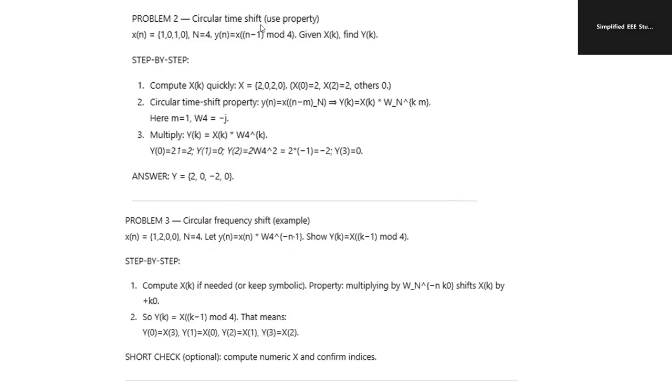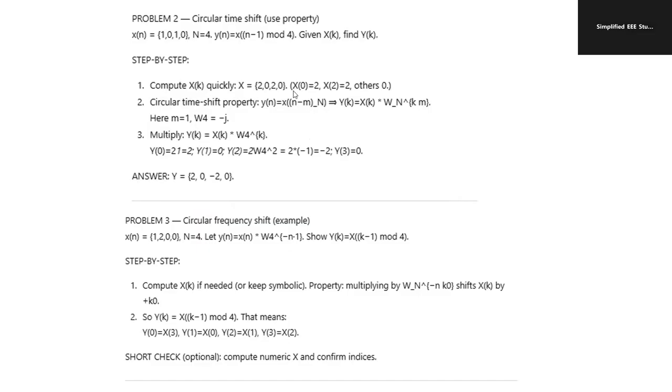Circular time shift. Compute the circular time shift. X of n equal to 1, 0, 1, 0. You know the property of circular time shift. Capital N is given. Y of n is the output signal. Y of n equal to x of n minus 1. Then given mod 4. Then given x of k. For given x of k, find y of k.